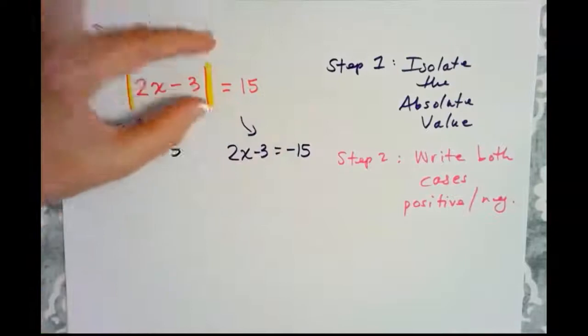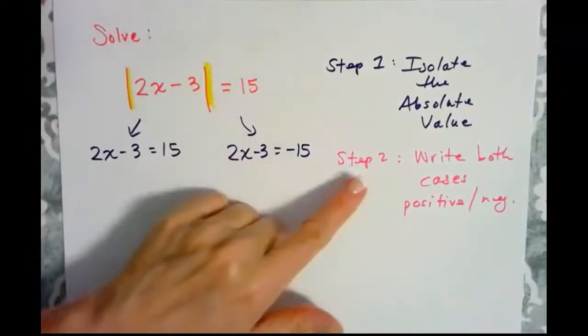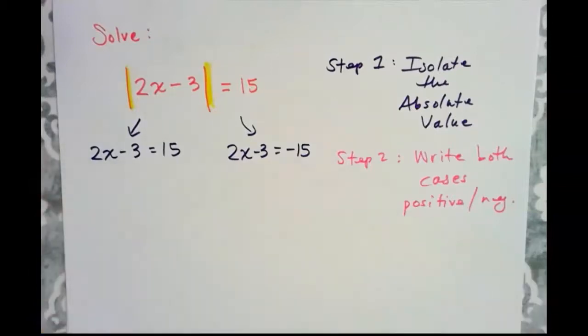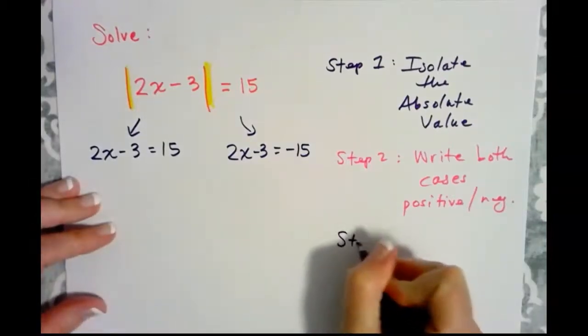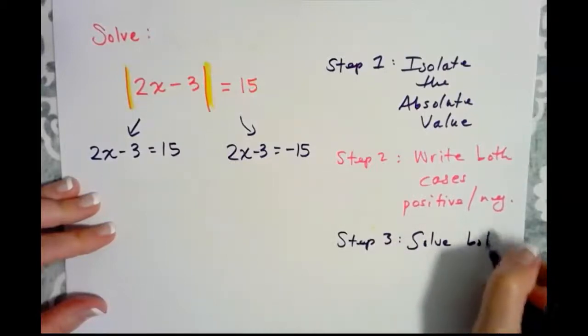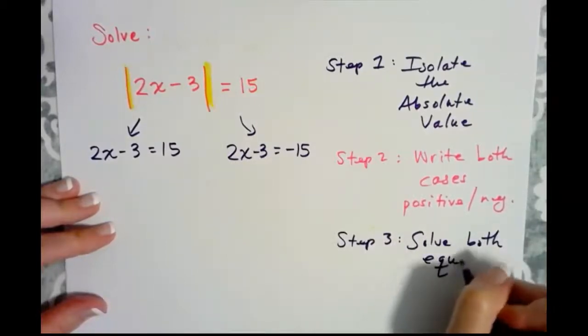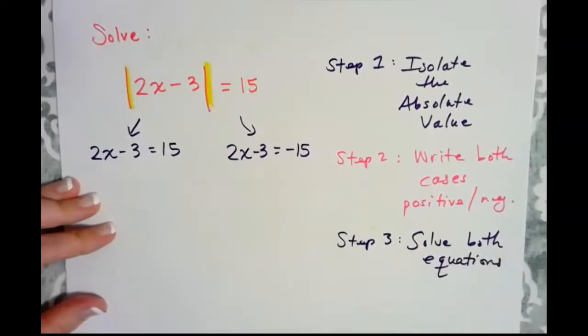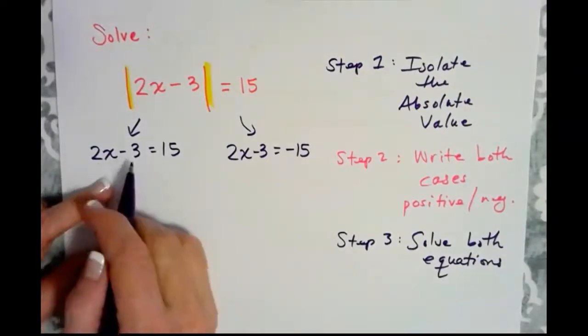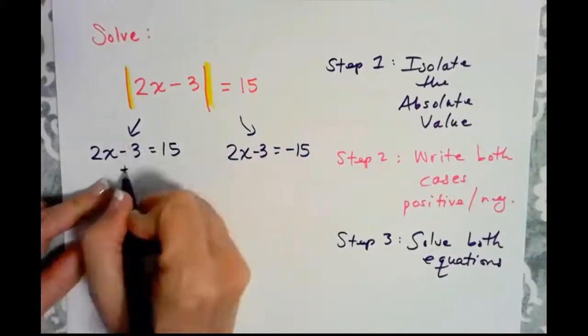So step 1, isolate the absolute value. Step 2, write both cases to consider. And then step 3 will be to solve both equations. Solve both equations. So here goes. Equation number 1, 2x minus 3 equals positive 15.